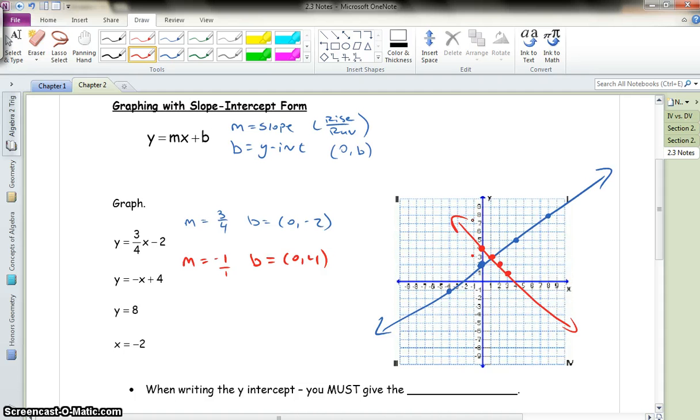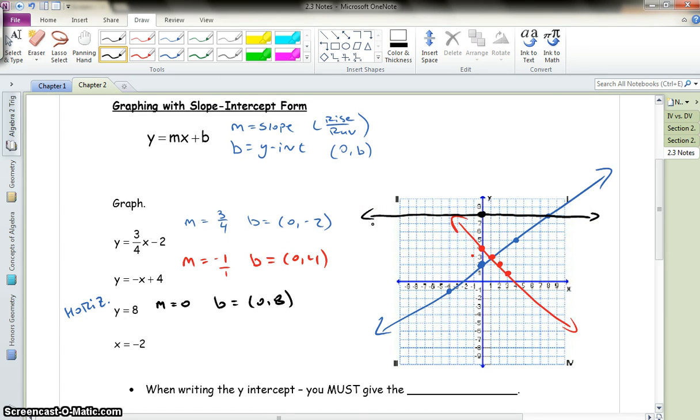And now we have our two special ones. Now remember, our y equals value actually has a slope of 0. So whenever y equals a number, that's our horizontal line. We're going to graph this one in black because my slope is 0 with a y-intercept of (0, 8). So here, slope is 0. We said it's a horizontal line.